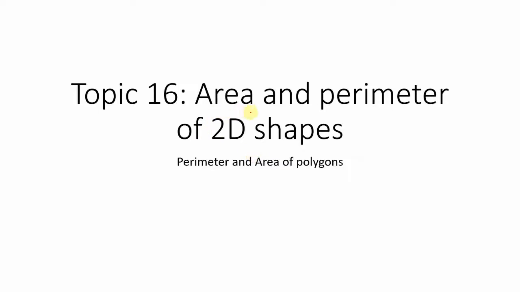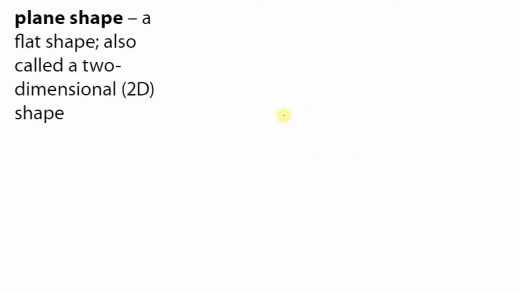Topic 16, we are going to focus on the area and perimeter of two-dimensional shapes. So firstly, we are going to focus on some terminology.